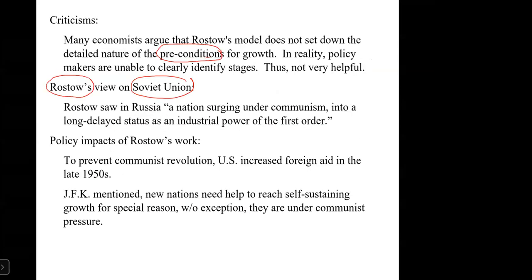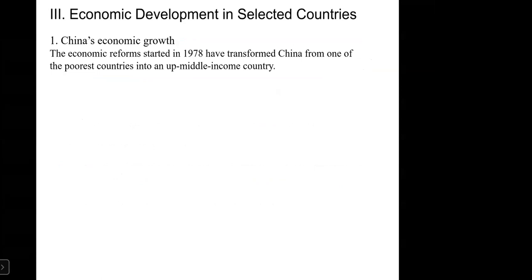Okay, so now we move to economic development in some select countries, so that we have further discussion on other economic theories.